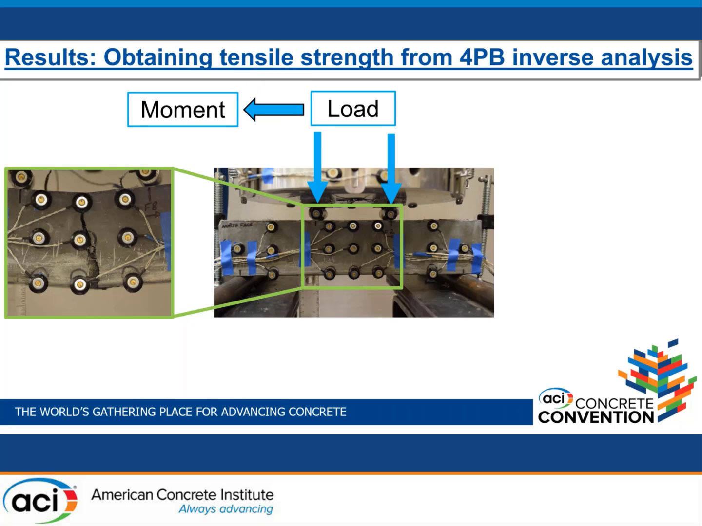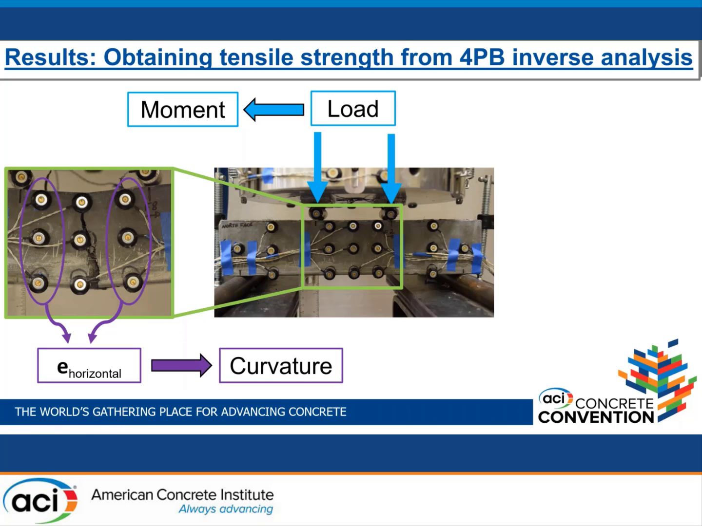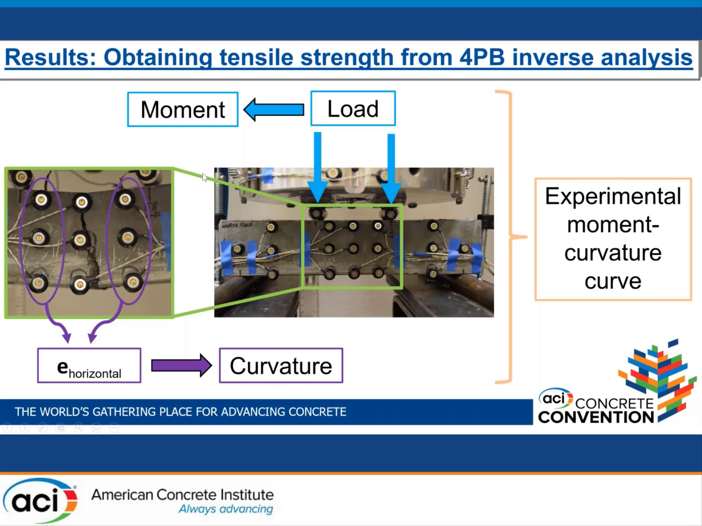the experimental moment. Also, as we can see here on these LEDs on the left side of the screen, based on the movement, we can obtain a horizontal strain, based on the horizontal movement of these LEDs. And from that strain, we can actually obtain the curvature of the specimens. And from this horizontal strain, which gives us the curvature, and the experimental moment, we can obtain an experimental moment curvature curve.